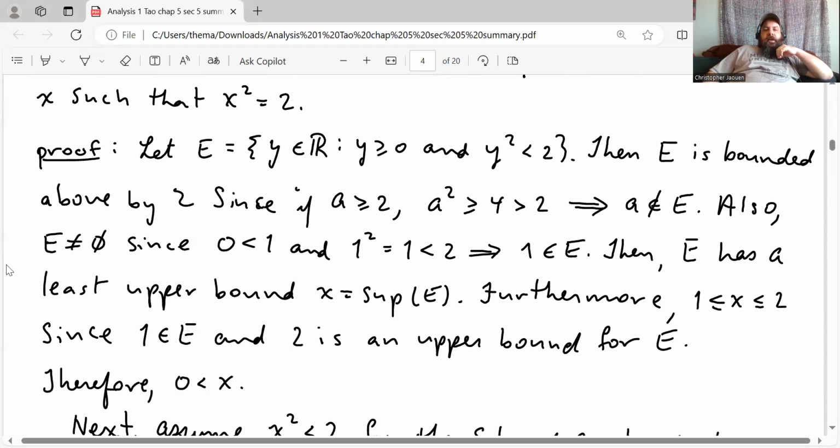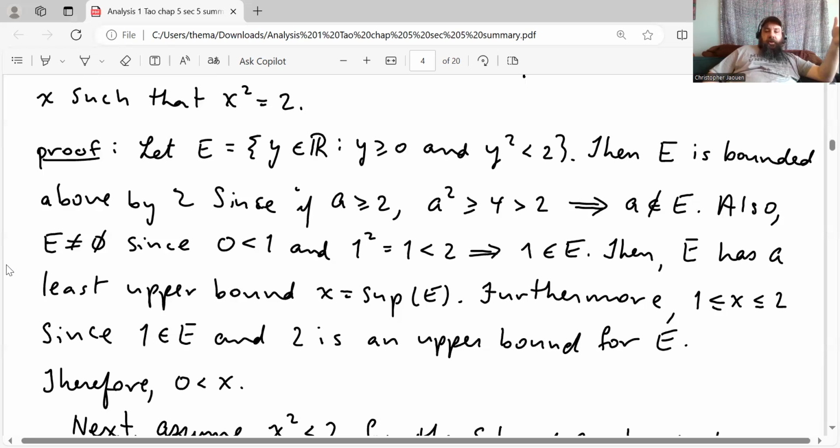So let E be the set of real numbers y such that y is greater than or equal to 0 and y squared is less than 2. Then E is bounded above by 2, for example, since if a is greater than or equal to 2, then a squared is greater than or equal to 4, which is greater than 2, which implies that a is not an element of E. Also, E is not empty since 1 is greater than 0, and 1 squared is 1, which is less than 2. So 1 is an element of E, so E is non-empty. Then E has a least upper bound.